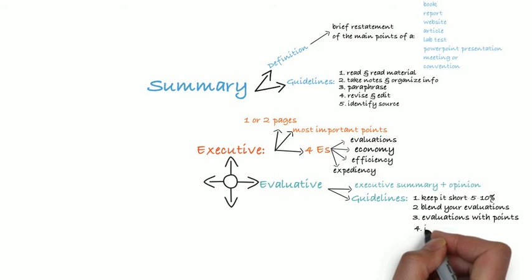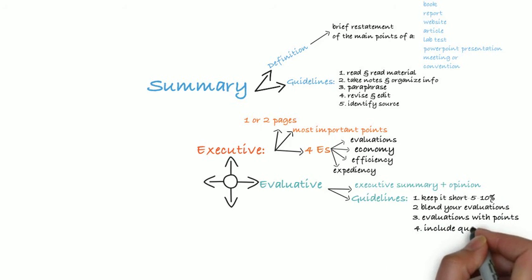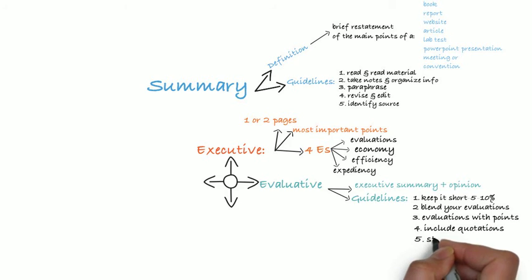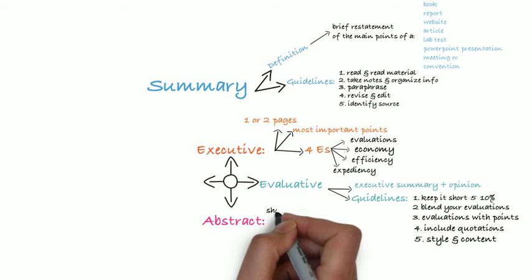Include a pertinent quotation from the original to emphasize your recommendation. And finally, comment on both the author's content and style. An abstract is a brief summary of the content of a work. It is different from an executive or an evaluative summary in that it is much shorter.